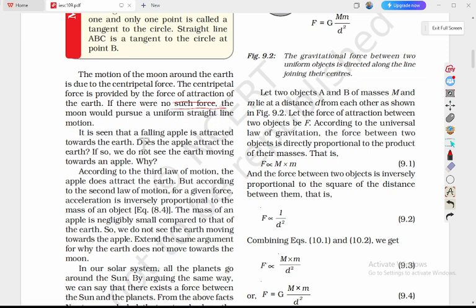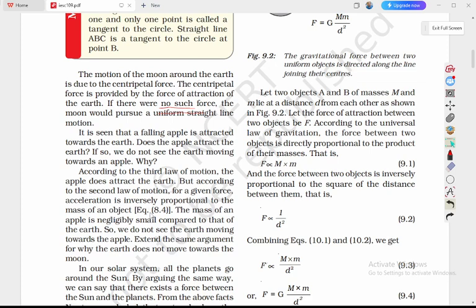It is seen that the falling apple is attracted towards the earth. Does the apple attract the earth? If so, we do not see the earth moving towards an apple. Why? According to the third law of motion, the apple does attract the earth. But according to the second law of motion, for a given force, acceleration is inversely proportional to the mass of an object.